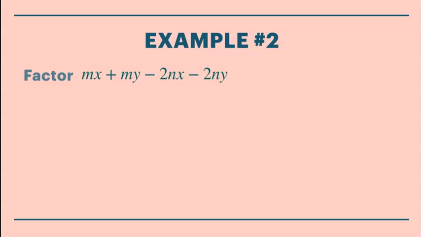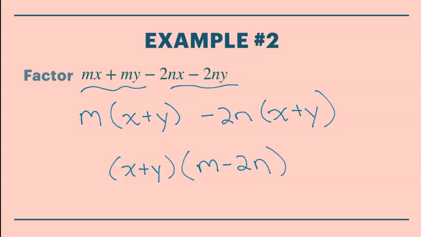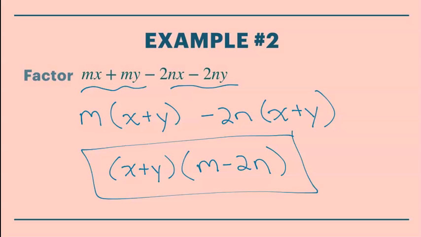All right. I'm looking at this polynomial. I see that there is a common factor here and here, and so I'm going to hope that I get the same thing inside my parentheses. So I'm going to factor out an m, and I'm left with x plus y. And the common factor in my second two terms is a negative 2n, and I'm left with x plus y. My parentheses match, so that is my common factor, x plus y, and my leftovers are m minus 2n. All right, that's it. Factored by grouping.